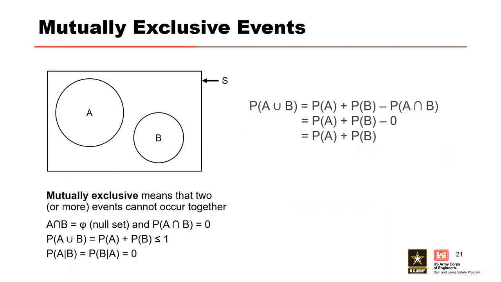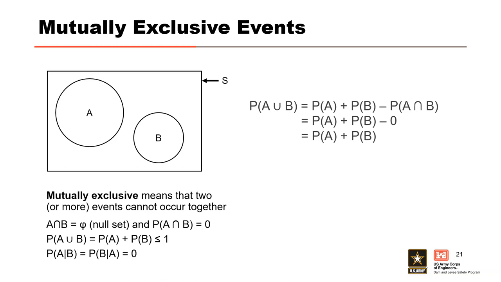Mutually exclusive events are events that cannot occur together. In a Venn diagram, the circles for mutually exclusive events will have no intersection. An example would be a set of Tanner gates, where event A is exactly one gate failing to open, and event B is exactly two gates failing to open. These events cannot both happen at the same time.